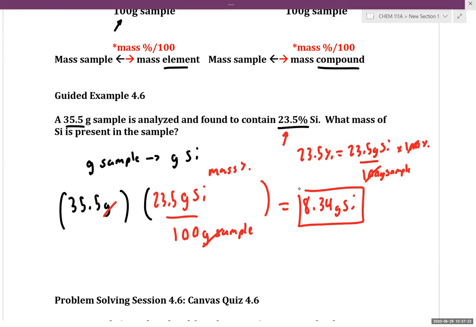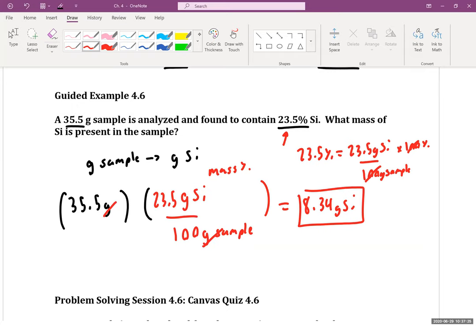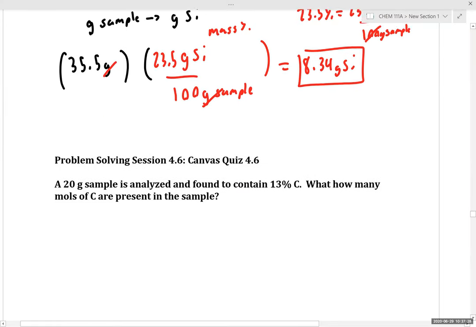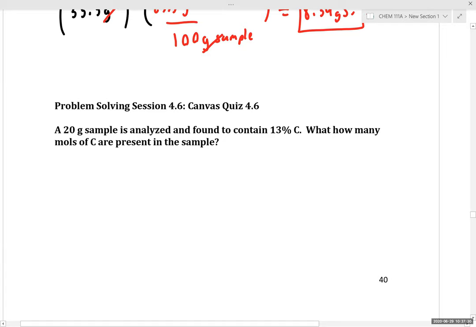So let's now apply this idea of mass percentage as a conversion factor to the following example. A 20 gram sample is analyzed and is found to contain 13% carbon by mass. And I'd like you to answer the question this time: how many moles of carbon are present in the sample? Let's take about 3 minutes to work through this example, and you're welcome to submit your responses in the chat or via Canvas quiz 4.6.